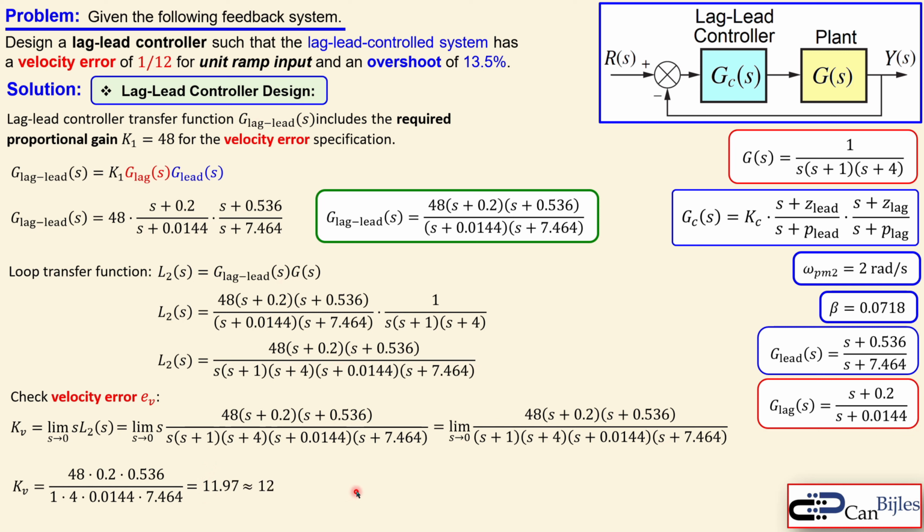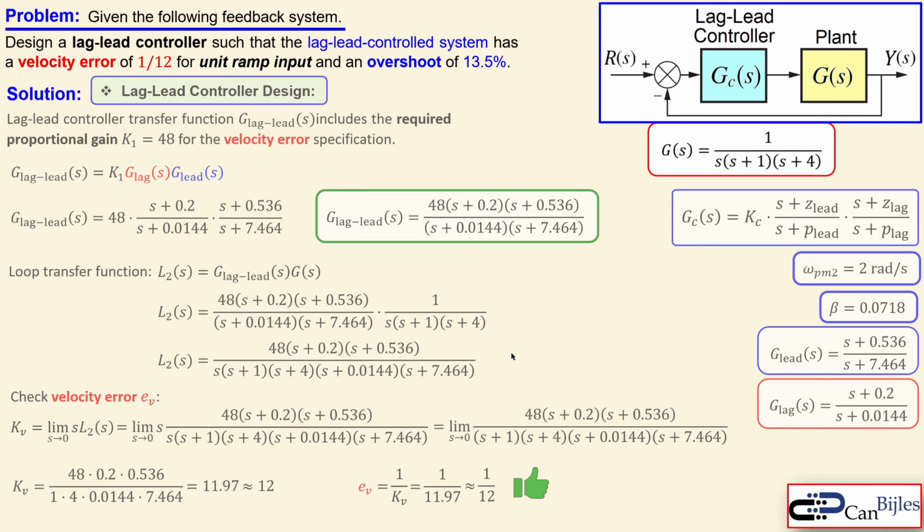But it is close, so I can say it is approximately 12. And so our EV, which is 1 over the KV, is now very close to 1 over 12. So we can say this is fine and it will do the job. The velocity error specification is definitely met with this lag lead controlled system.